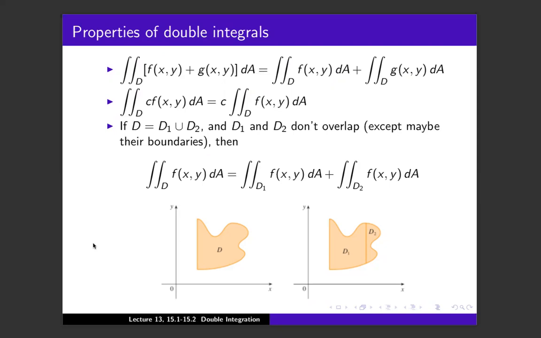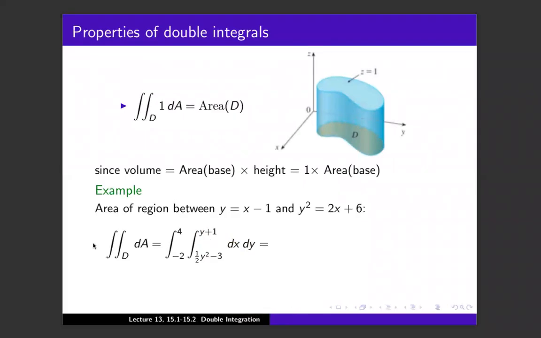And another simple and intuitive idea is if you have two different regions, D1 and D2, and you combine them, you take their union, and they don't overlap, except possibly on their boundaries, which is fine because that volume is 0. But if that's the case, then you can just add them as you ordinarily would. That's not a problem. The last one that I want to point out is this question of area.